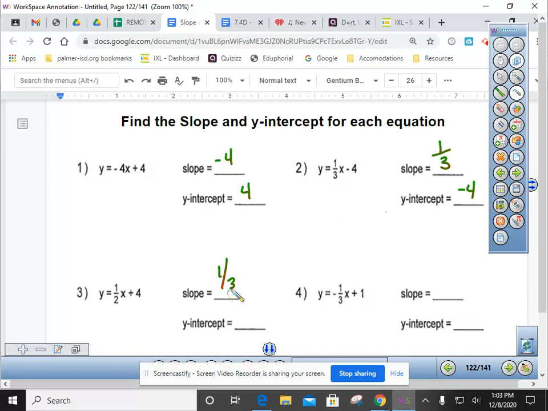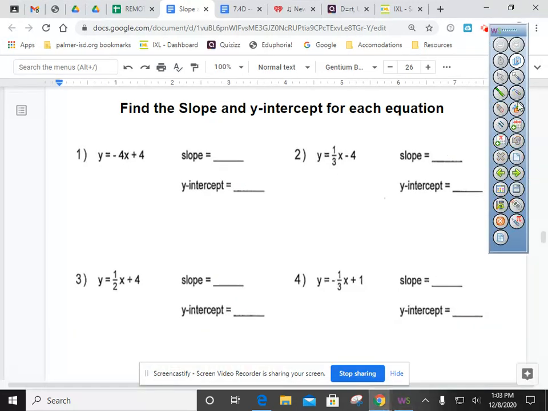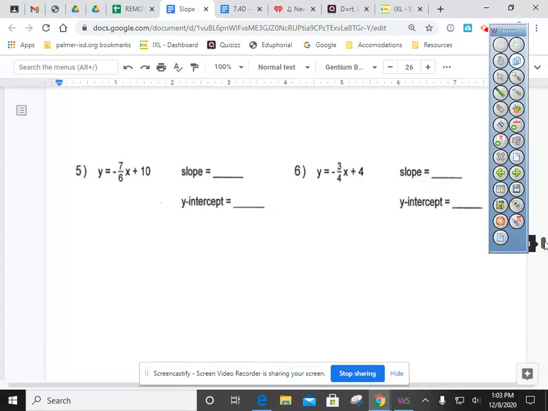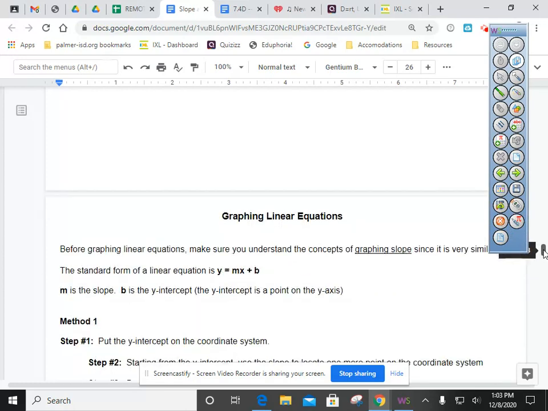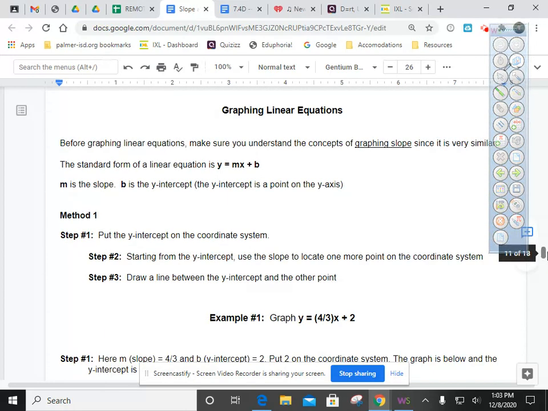Number 3, I got 1/2 and 4. Number 4, I got negative 1/3 and 1. Number 5, I got negative 7, 6, and 10. And number 6, I got negative 3/4 and 4. Everybody good? We are going to start graphing today.